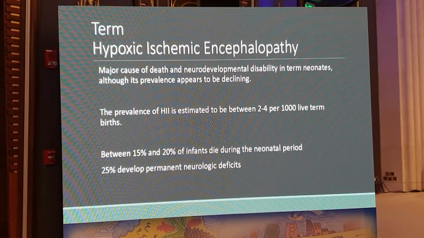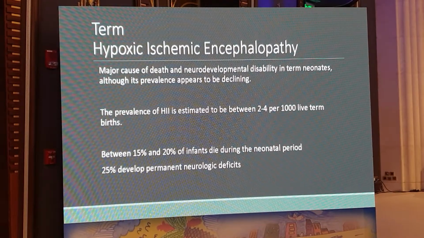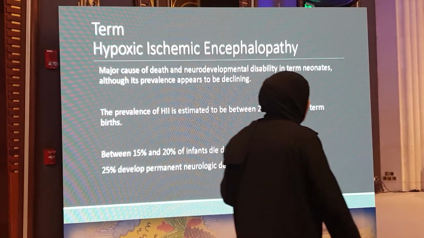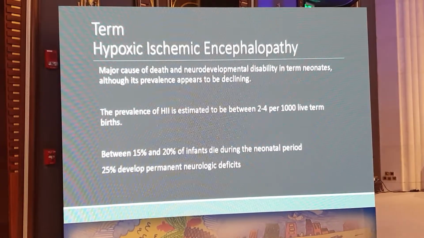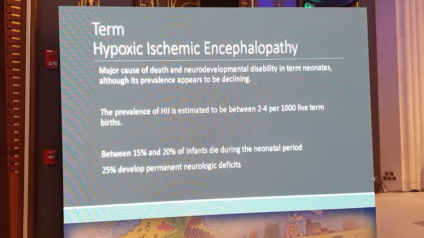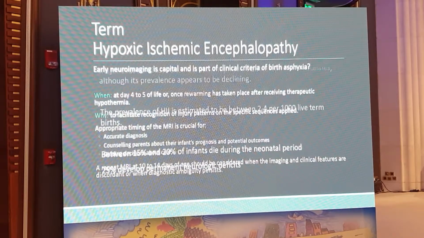In term newborns, hypoxic ischemic encephalopathy is again the major cause of death and neurodevelopmental disability, however prevalence is declining. The prevalence of HIE is estimated to be 2 to 4 per 1,000 live term births, and from those, 25% will develop permanent neurological deficit. So it's a major cause of CP.